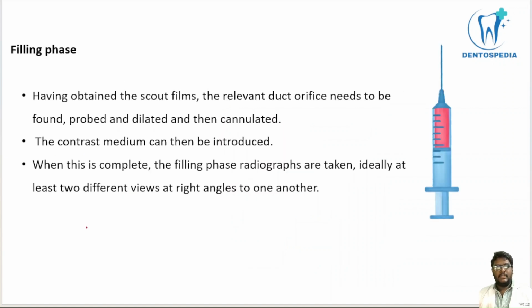Coming to the next phase, that is the filling phase. So we have taken the scout films, right? And then the main process starts. We inject the contrast medium into the salivary gland ducts. And how will we inject? We first locate the orifice, either of the parotid or submandibular gland. We locate the orifice first, and then we have to probe it and dilate it. And then we cannulate it. We inject the contrast medium. So that's the process.